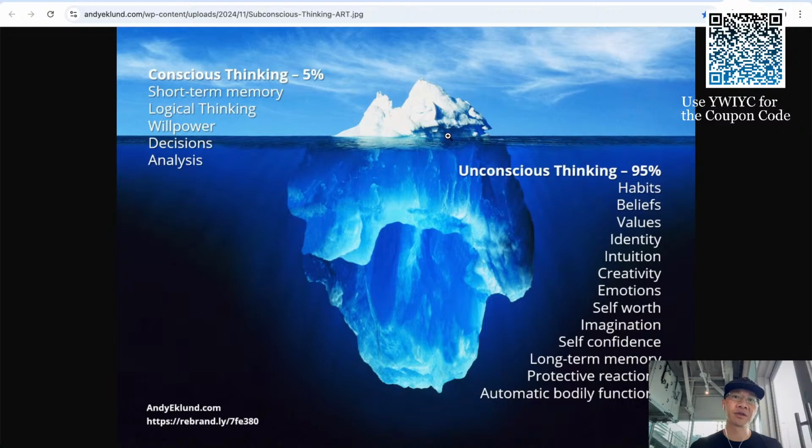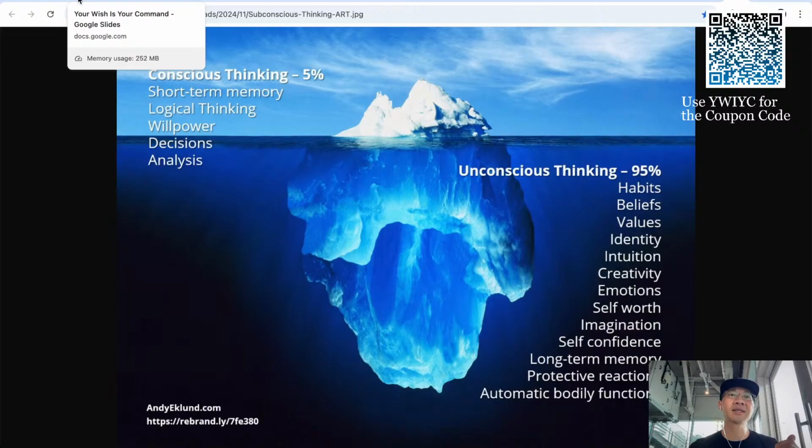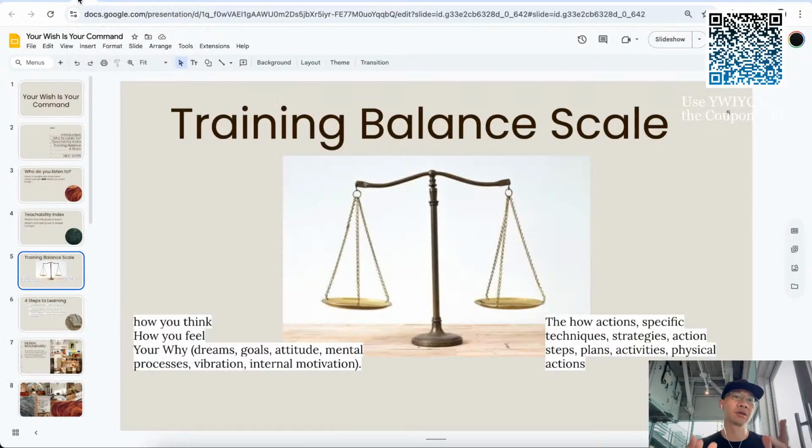So on the surface, people may think that you're really well put together, you're well dressed. Okay. What's really underneath, under the surface, isn't going all right. And that's the part we need to evaluate. Think about how you think and how you feel at a very core level. What are your goals, dreams, attitude, mental processes, vibration, internal motivation?